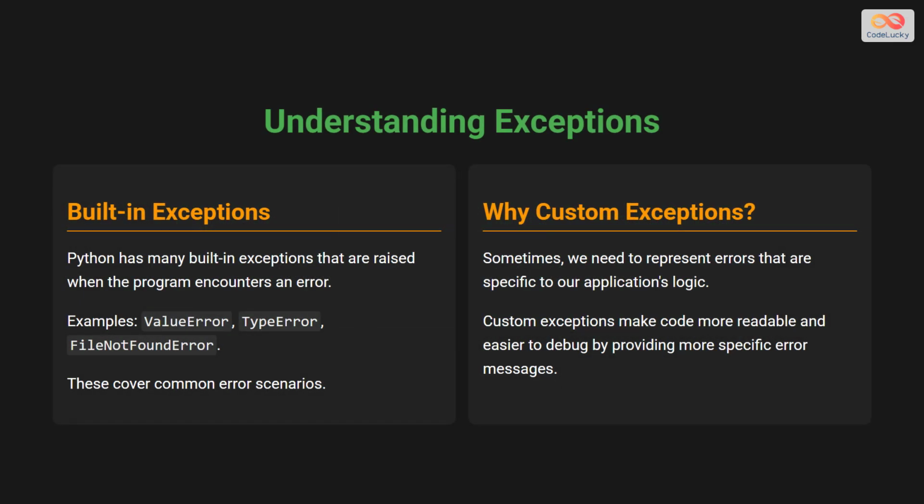First, let's quickly review built-in exceptions. Python comes with a variety of standard exceptions like ValueError or TypeError, which are triggered during common runtime problems. However, sometimes these are too general. To handle errors unique to your application's logic, we need custom exceptions. They help us create more readable and maintainable code by giving a name to a specific problem.